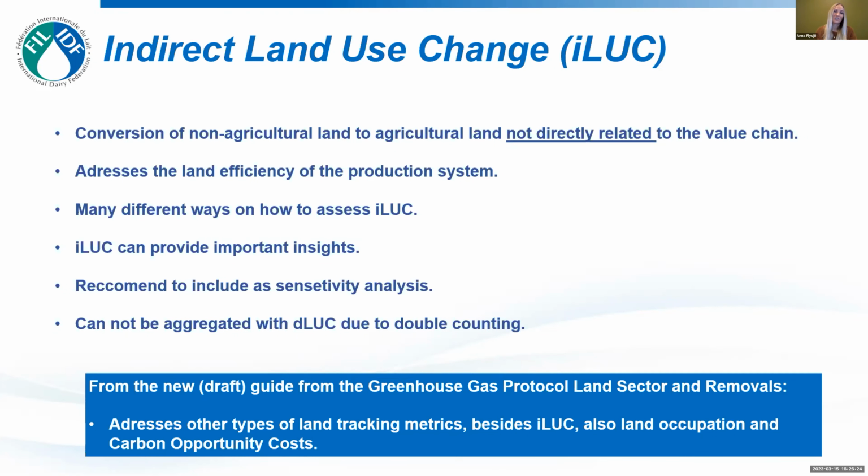And also to just mention again this other guideline that will be launched from the Greenhouse Gas Protocol. In that guideline, they have also addressed different types of land tracking metrics. So besides indirect land use change, they also talk about land occupation or carbon opportunity costs. I will not explain that further here, but it's just to say there are different ways on how to track the land efficiency of a system. And when you include indirect land use change or carbon opportunity costs in an LCA or in a carbon footprint, it can really have big impacts on the results. So again, really important with transparency.